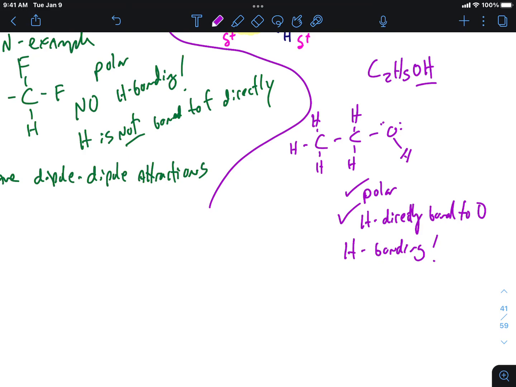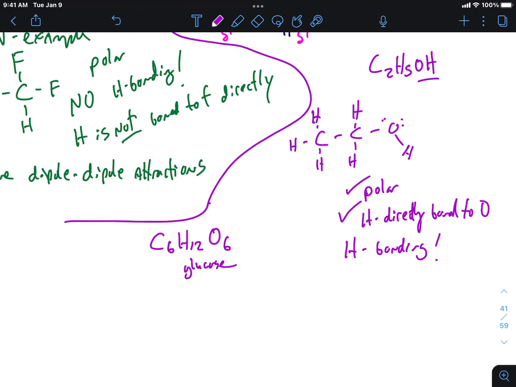Okay? Another example. I'm sure you've seen this from biology. What is it? That's glucose. Glucose actually has lots of hydrogen bonding, right? It's a sugar. And the way that you tell what a sugar is: the number of C's matches the number of O's.